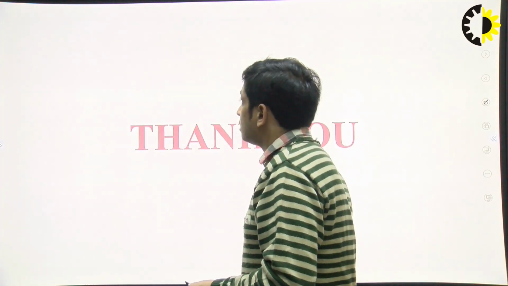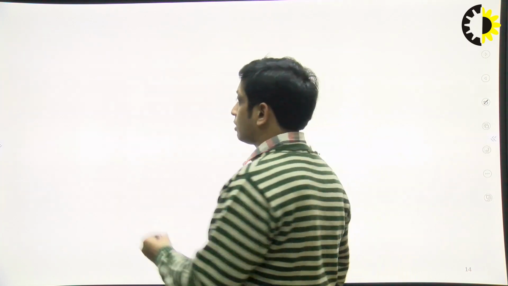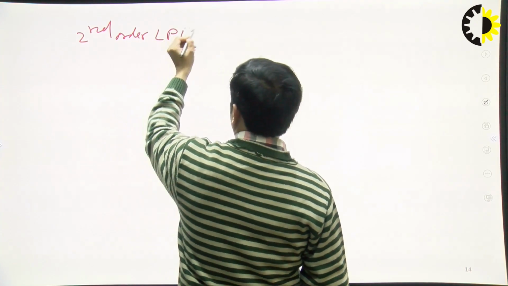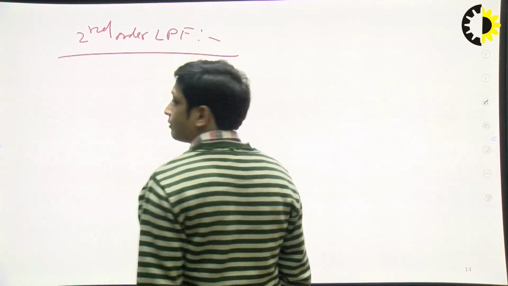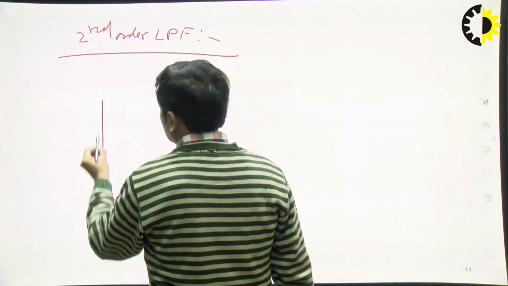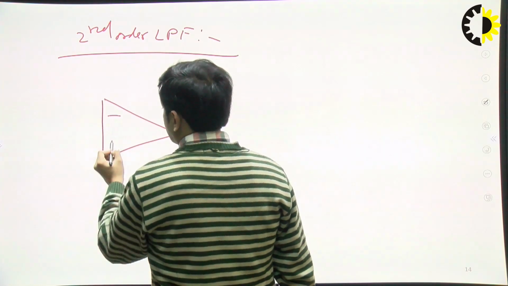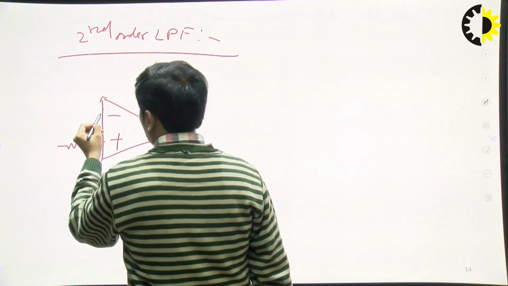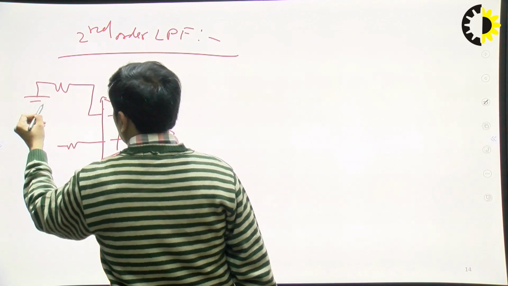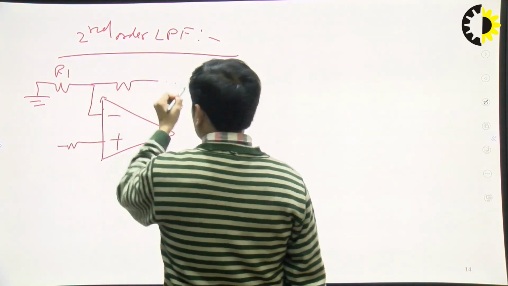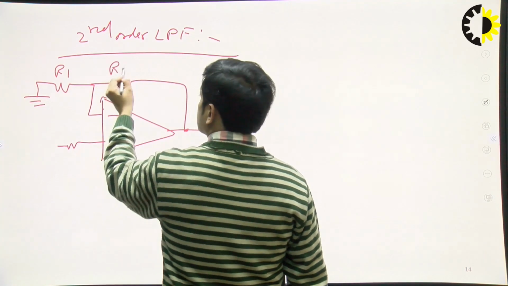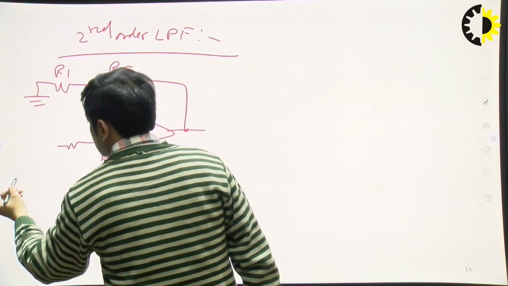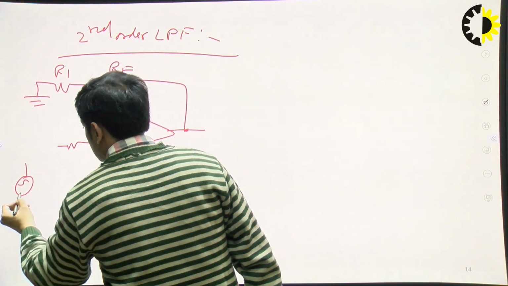Now coming to the second order filter, second order low pass filter, obviously active low pass filter. So in second order low pass filter, we require two RC sections. Two RC sections means like this. To provide the gain, what we do? At the inverting terminal, we are connecting a resistor R1, and in the feedback, that resistance is RF. Fine. And input signal is V.